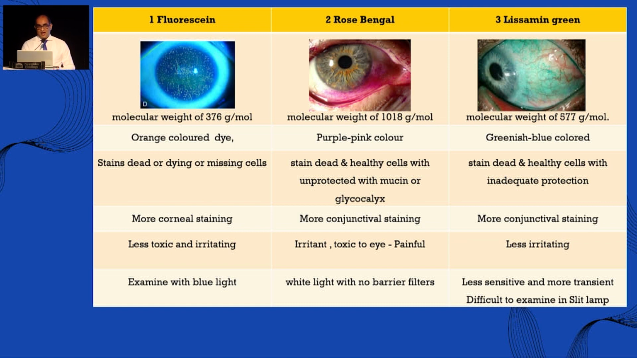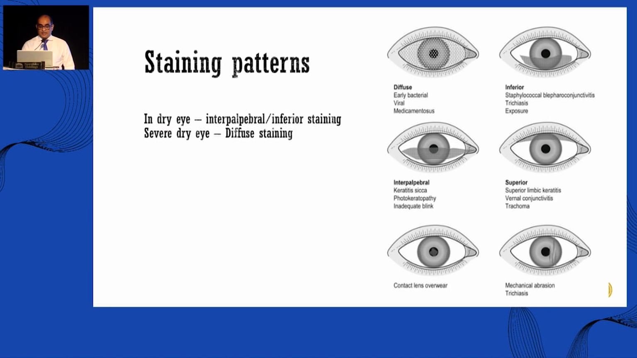But Rose Bengal is painful, toxic, and irritant to the eye. Lissamine green is more like fluorescein, and most of the studies are using Lissamine green staining. As for staining patterns, there are many patterns, but in dry eye, interpalpebral and inferior staining is common, but if it is severe dry eye, we can observe diffuse staining.